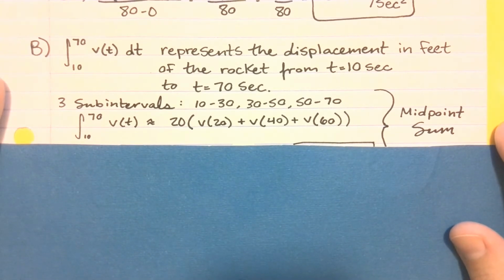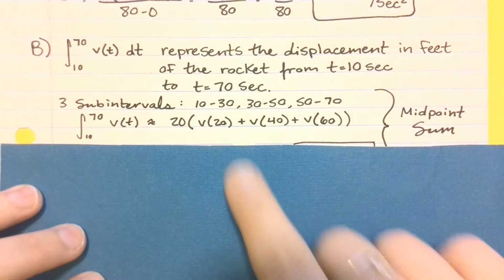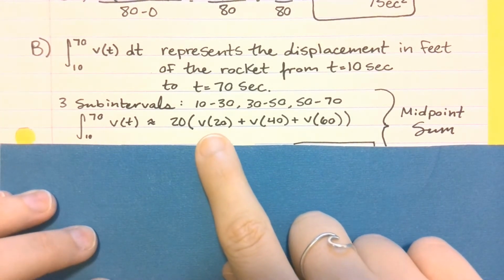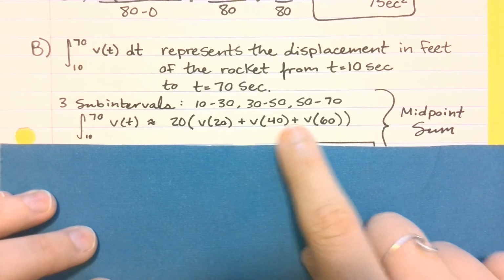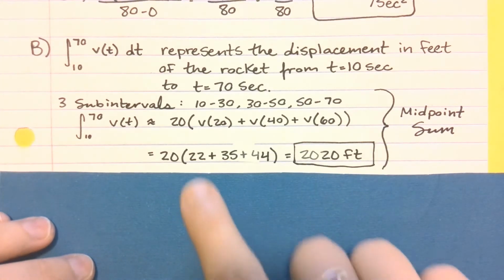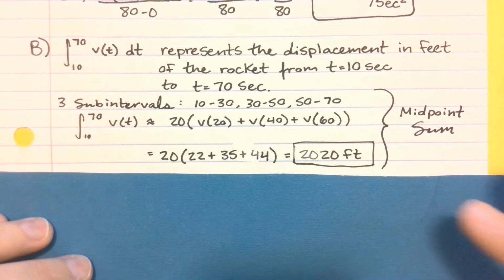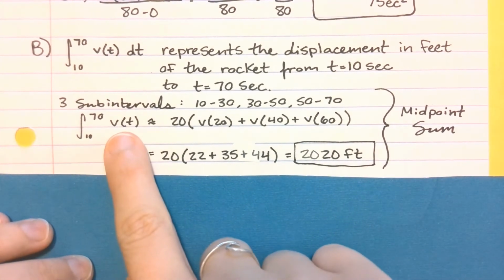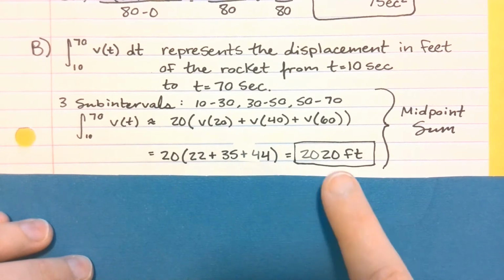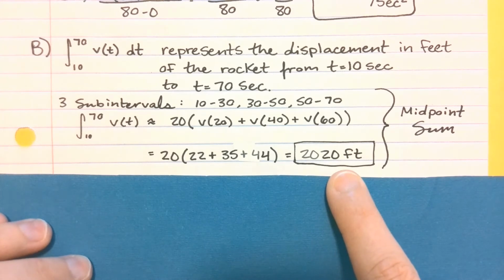So my midpoint Riemann sum should look something like this, where I'm using the velocity at 20, 40, and 60, and then actually plugging those in using the table. And remember, since I was taking that integral of velocity, this is telling me that it's traveled 2,020 feet.